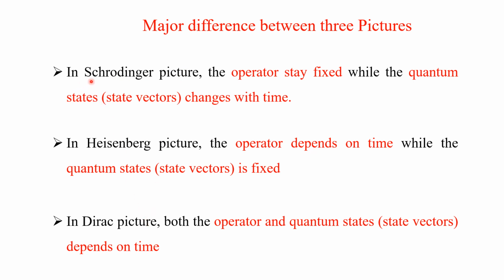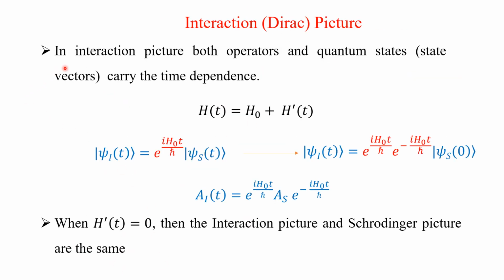As we have seen, in the Schrödinger picture, the operators stay fixed, while the quantum state or state vector changes with time. In contrast, in the Heisenberg picture, the operator depends on time, while the quantum state, that is the state vector, is fixed. In the Dirac picture, both the operator and quantum state depend on time. As I said, in the interaction picture, both operators and quantum state, that is the state vector, carry the time dependence.